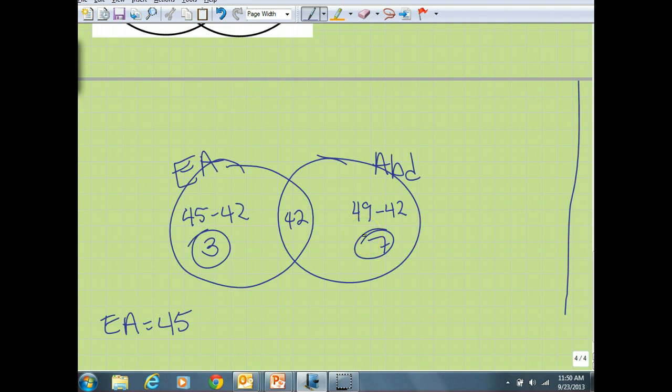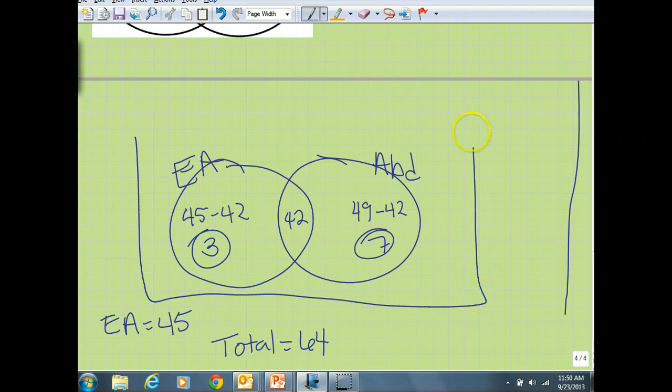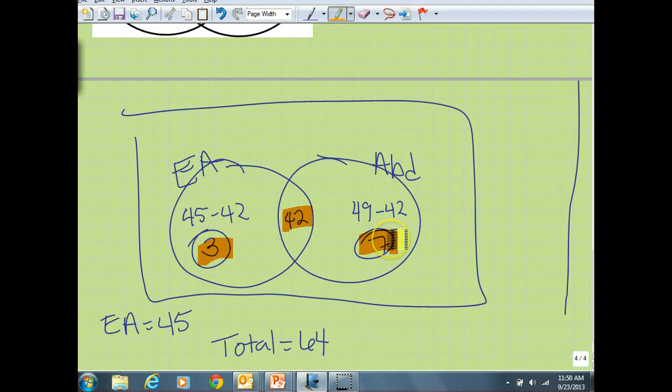Do you guys remember how many total were interviewed? 64 total were interviewed, right? So if we had 64 for the total, how many are on the outside of this Venn diagram? Yep. So we're going to add this plus this plus this and subtract it from 64. Okay? So that would be 64 minus, I'm going to put 7 and 3 together, 10. And then minus 42. And that's going to be 12. So I'm going to put 12 right here.